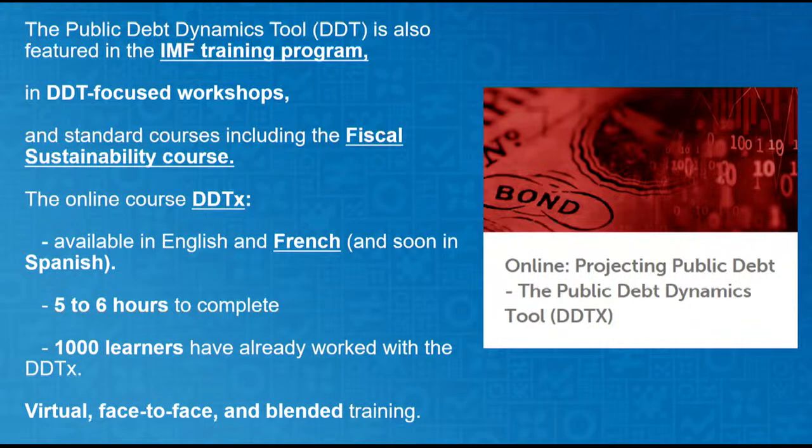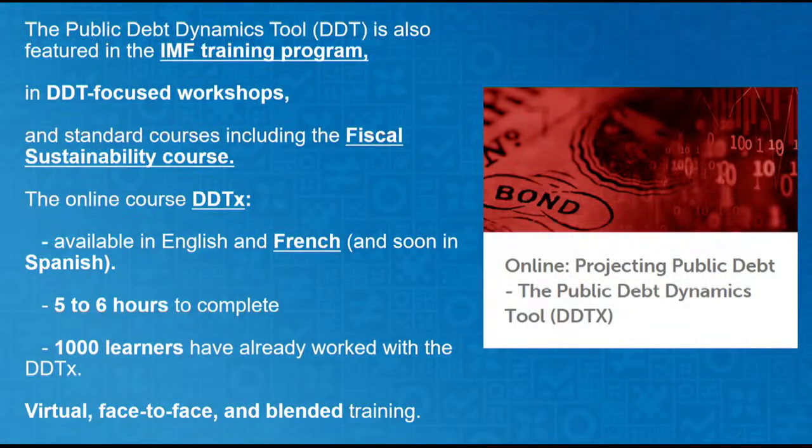The DDT is featured in the IMF training program. This can be in workshops focused only on the DDT, but also as part of our standard courses, including the Fiscal Sustainability course. We also have an online course on the DDT, the DDTX, which is available on the platform EDX. This course is now available in English and French, and will soon be available also in Spanish. It takes only 5 to 6 hours to complete the DDTX and learn how to use the DDT. More than 1,000 learners have already worked with the DDTX.